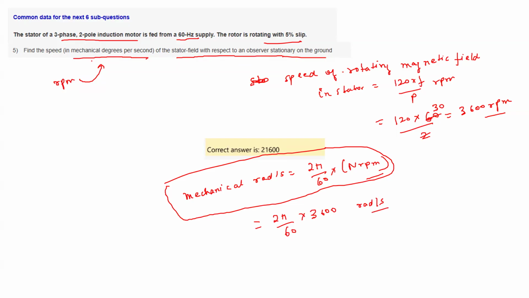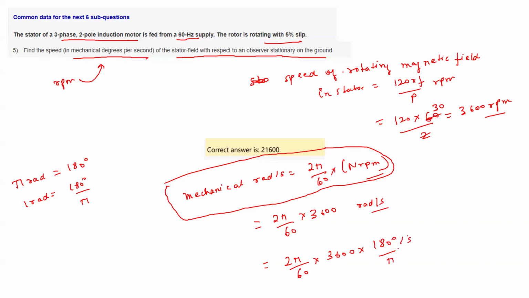This will give you radian per second. But we have to find mechanical degrees per second. So what is the relation between degree and radian per second? We have pi radian as 180 degree, so 1 radian is 180 degree by pi. Here this is radian per second, so 1 radian we have to replace as 180 degree by pi. So it will give you degrees per second.